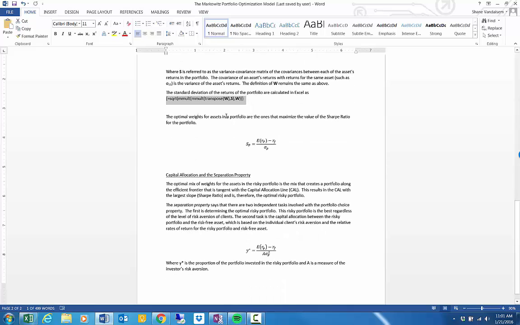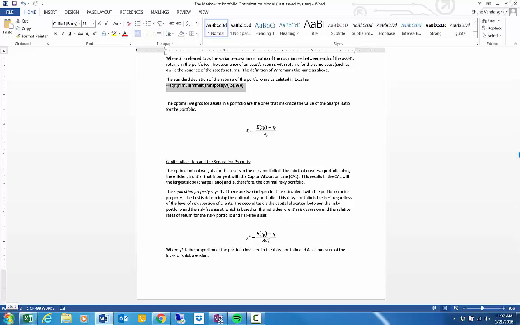So the optimal weights for assets in a portfolio are the ones that maximize the value of the Sharpe ratio for the portfolio. The Sharpe ratio for the portfolio is the expected return for the portfolio minus the risk-free rate divided by the standard deviation of the portfolio, and I'll demonstrate how to use Solver in Excel to do this. Finally, we want to say, okay, we've got this optimal portfolio of risky assets.